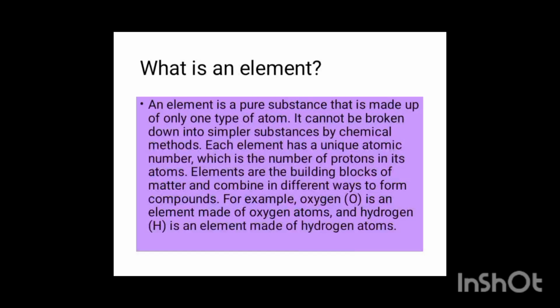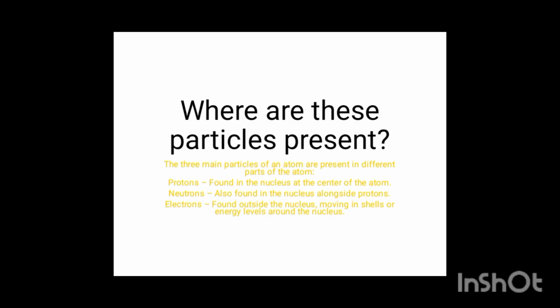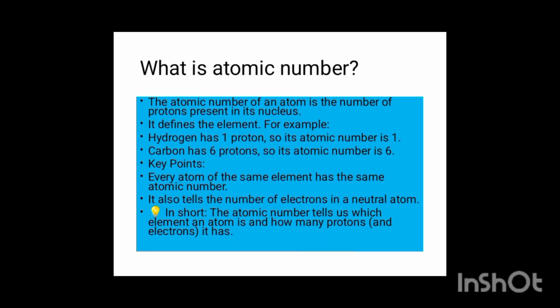Okay, now what is an element? We studied what an atom is, but now what is an element? An element is a pure substance. First of all, you need to know that there are pure substances as well as impure substances. We are not going to go into depth on them, but you need to know that any element is a pure substance made up of only one type of atom. Impure substances mix different atoms, but this one is made up of only one type of atom. It cannot be broken down into simpler substances by chemical methods.